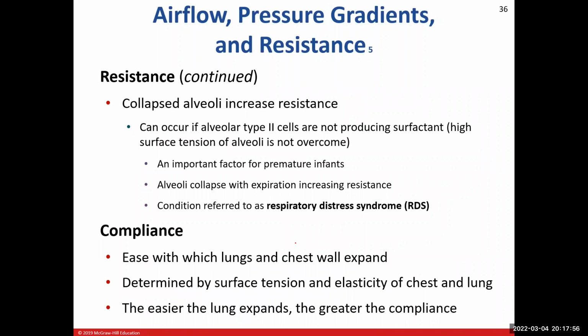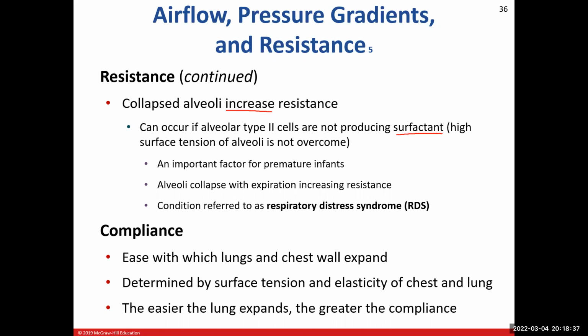And the last factor that can affect resistance is going to be our alveoli. If you have a collapsed alveoli, that causes an increased resistance. What can cause that? When the type 2 alveolar cells are not producing surfactant. Surfactant helps our alveoli to stay inflated, and that has to do with the surface tension on these alveoli.